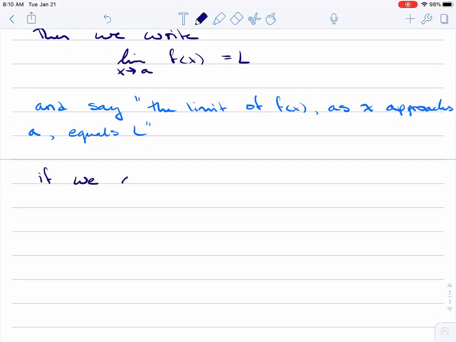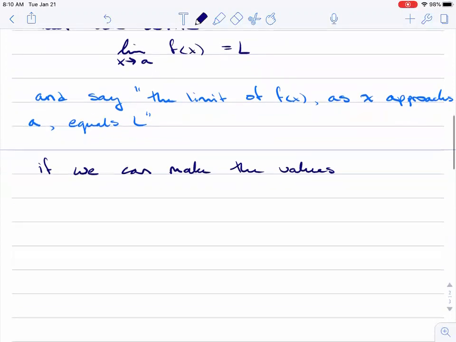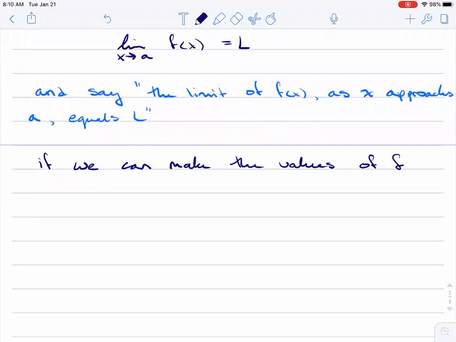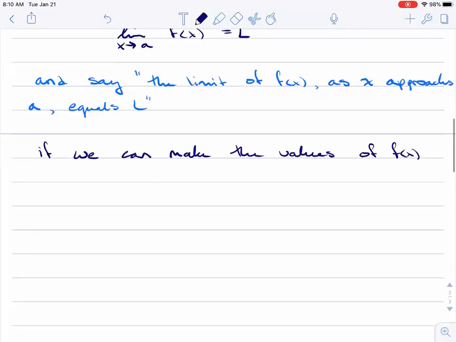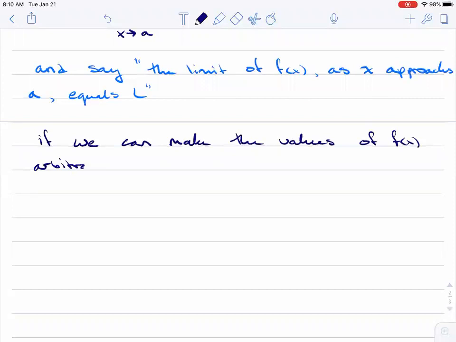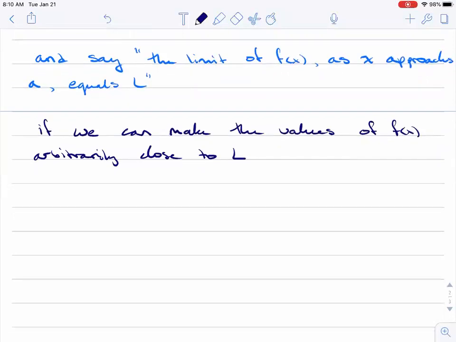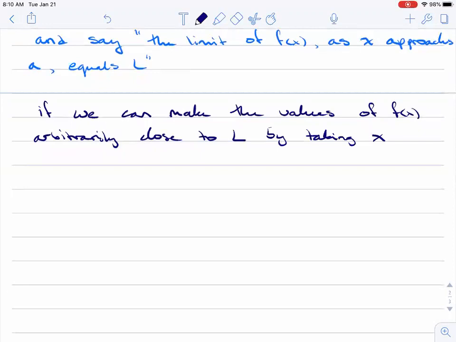So if we can make the values of f of x arbitrarily close to L by taking x to be sufficiently close to a, x to be sufficiently close to a.